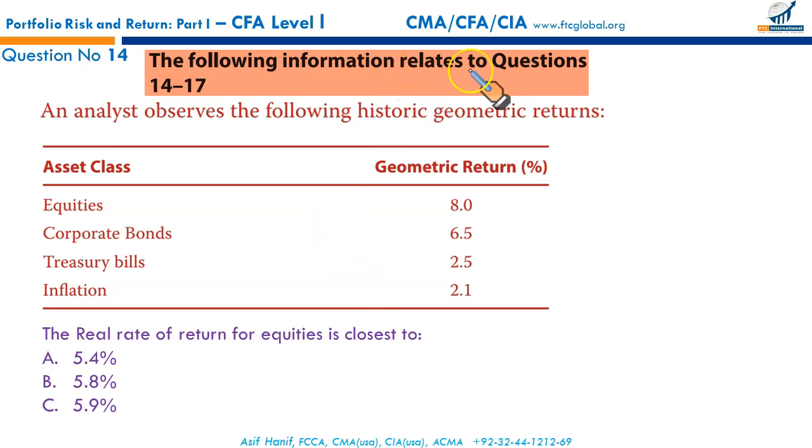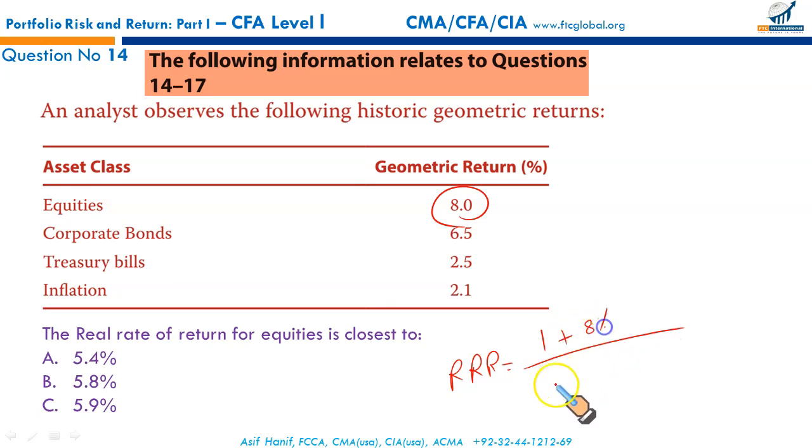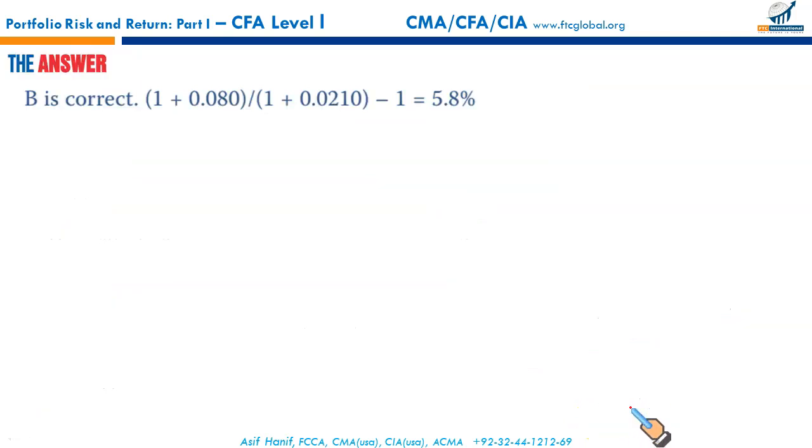The following information relates to questions 14 to 17. An analyst observes the following historical geometric returns: equities, corporate bonds, treasury bills, inflation. 14. The real rate of return for equities. We know the formula: real rate of return is equal to 1 plus the nominal return upon 1 plus inflation. And if you just do the simplification and deduct 1 from it, of course, it'll give you approximately 5.8%. So that makes B the correct option.